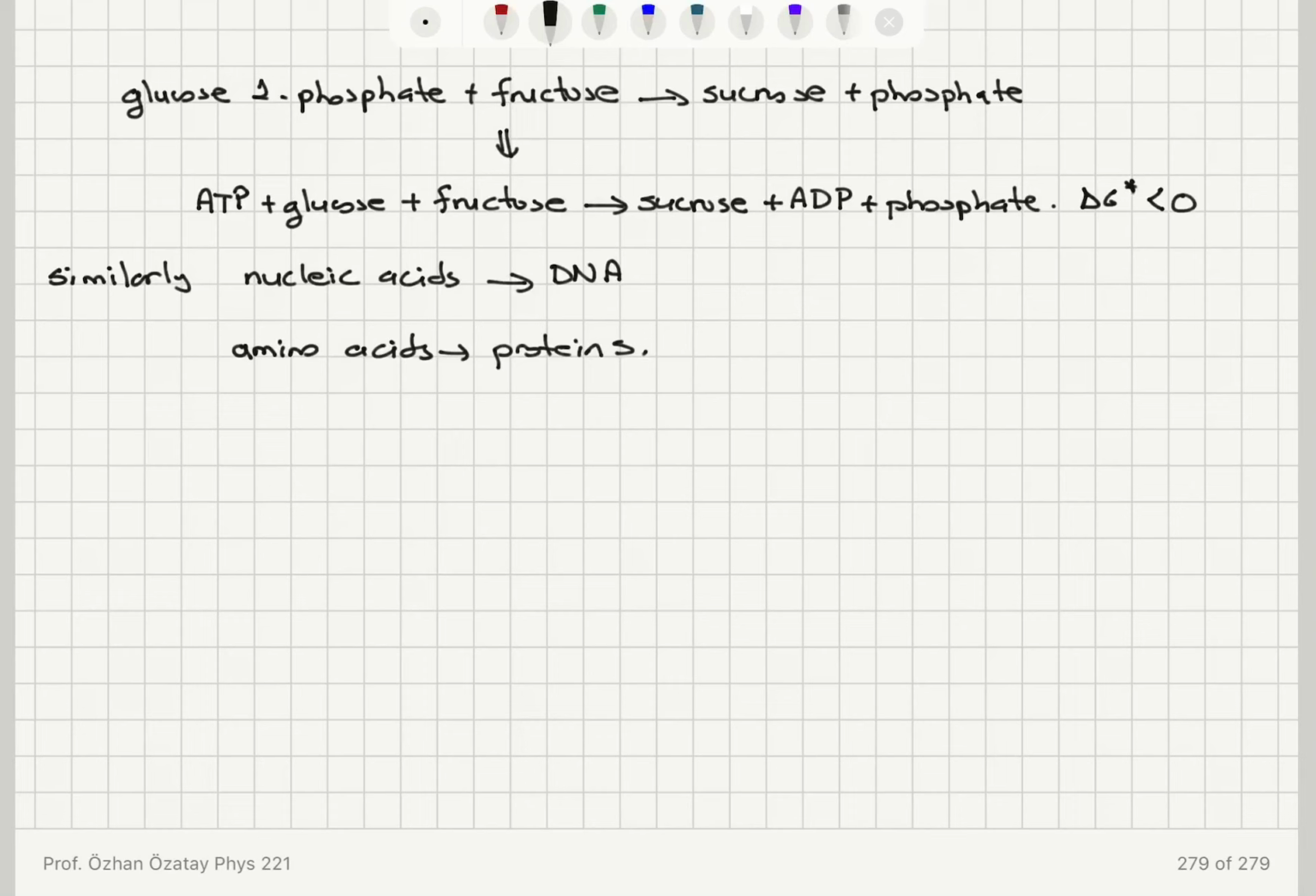And similarly, the synthesis of DNA and proteins, from nucleic acids to DNA and amino acids to proteins, proceeds exactly the same way, using the principle of entropy compensation with the aid of auxiliary reactions.